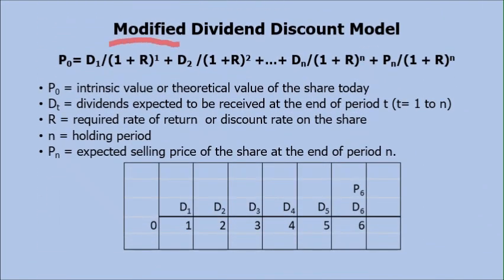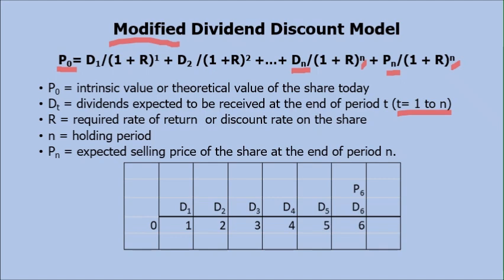The equation is as follows. P0 is equal to D1 divided by 1 plus R raised to the power 1 plus D2 divided by 1 plus R raised to the power 2, and so on till Dn, which is Dn divided by 1 plus R to the power n, the nth term. And then you have Pn divided by 1 plus R raised to the power n. In this equation, the terms are as follows. P0 is the intrinsic value or the theoretical value of the shares today. Dt is the dividend expected to be received at the end of the period t. That is D1 t is equal to 1, D2 t is equal to 2, and so on, and Dn t is equal to n.